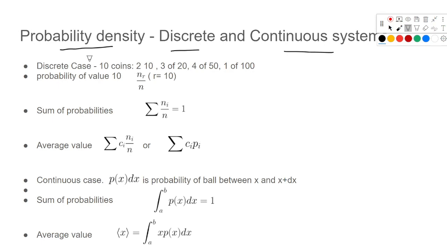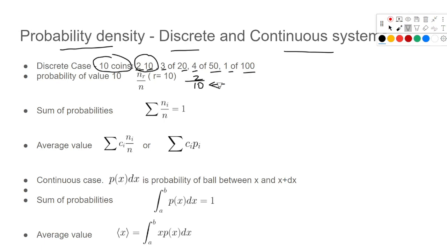So in the discrete case, let's take the case of 10 coins. 2 are of value 10, 3 are of value 20, 4 are of value 50, and 1 is of value 100. Now, if somebody asks us, what is the probability of getting a coin of value 10 if we randomly picked a coin from this set of 10 coins? Of course, we know that there are 2 coins of value 10. So the probability of picking a value 10 coin is 2 by 10.